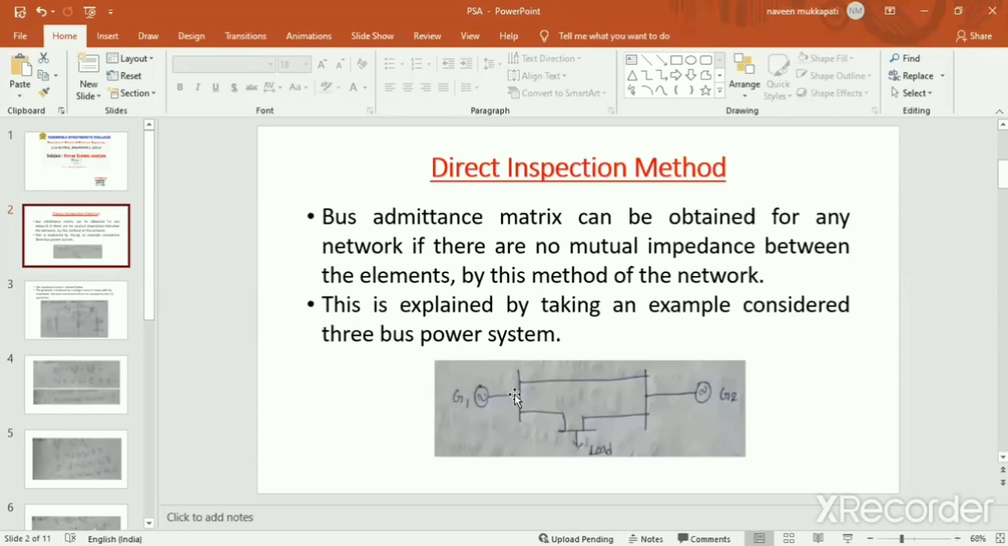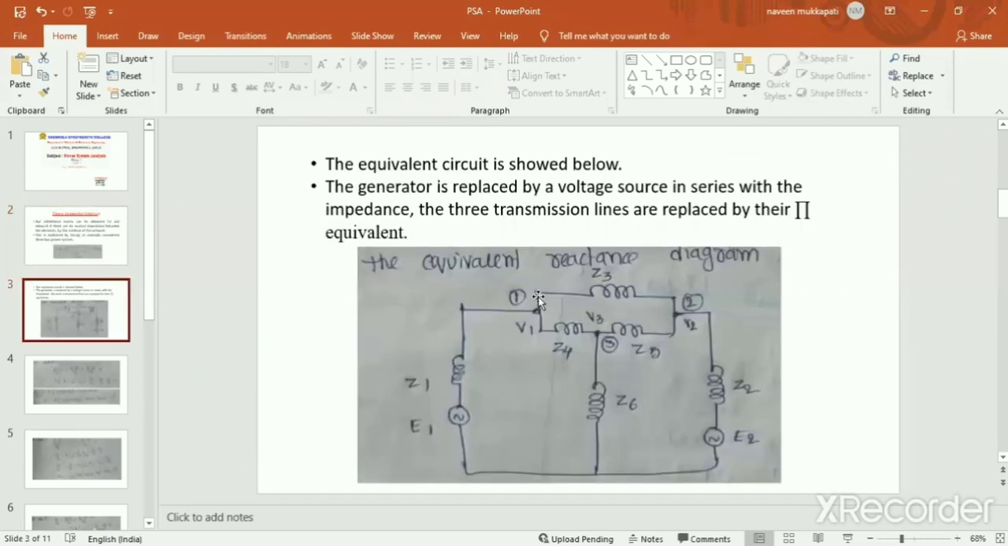Between bus 1 and bus 2 we have one element. That element is represented in the single line diagram by a single line. Then we draw the equivalent reactance diagram. That element is only a reactance, so it is replaced by the reactance.